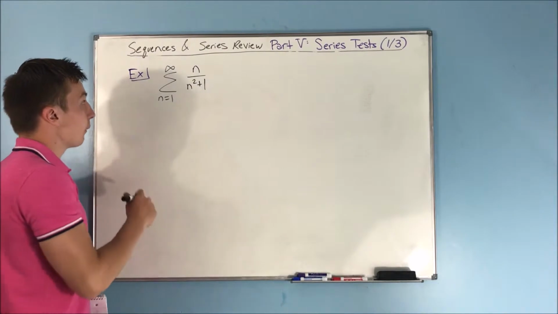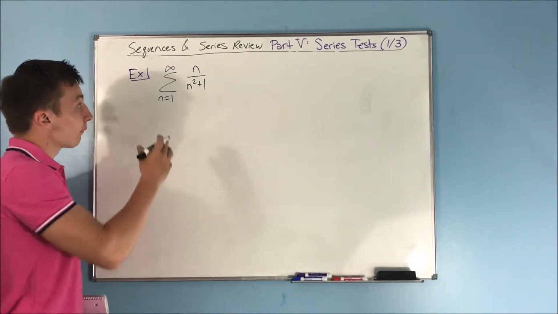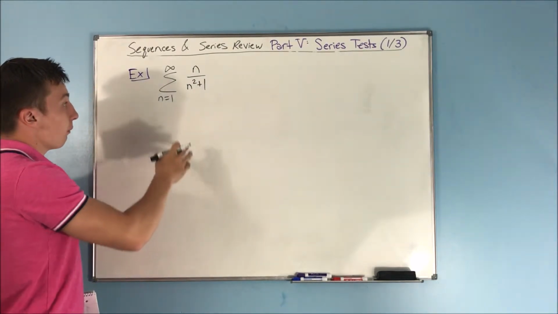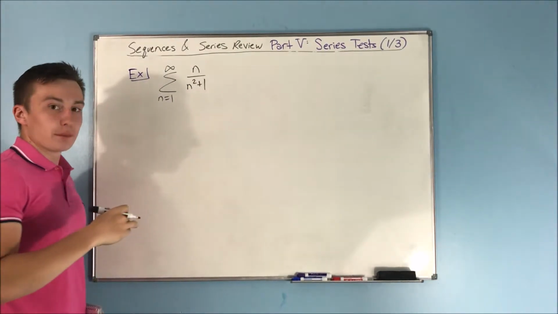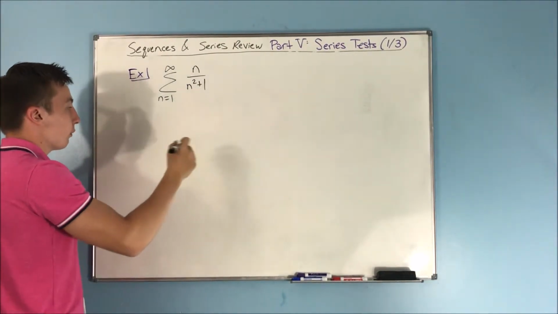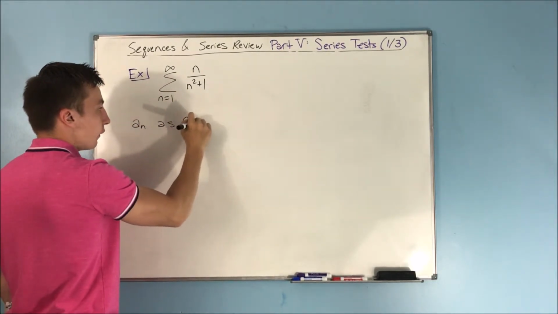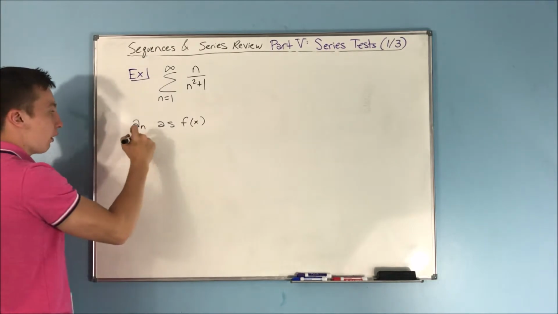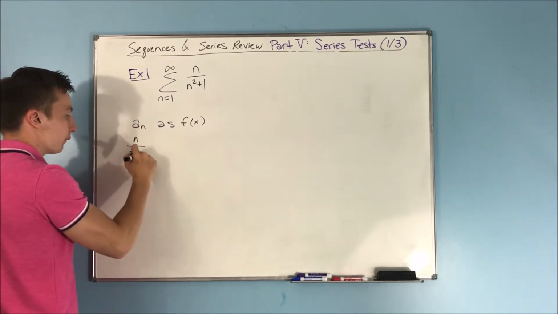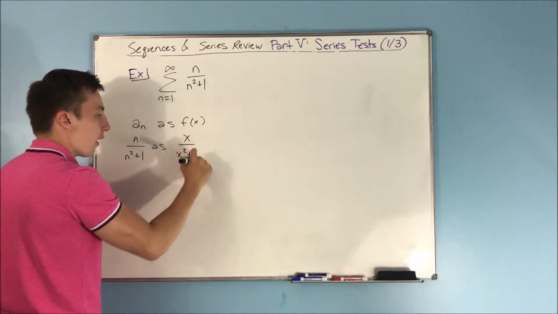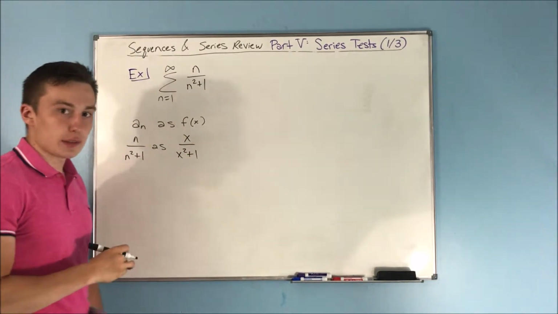Now here we have the sum from n equals 1 to infinity of n over n squared plus 1. Okay? Now, this n over n squared plus 1, we can represent our a sub n as f of x. Okay? We can represent our n over n squared plus 1 as x over x squared plus 1. And what we can do is we can integrate this.